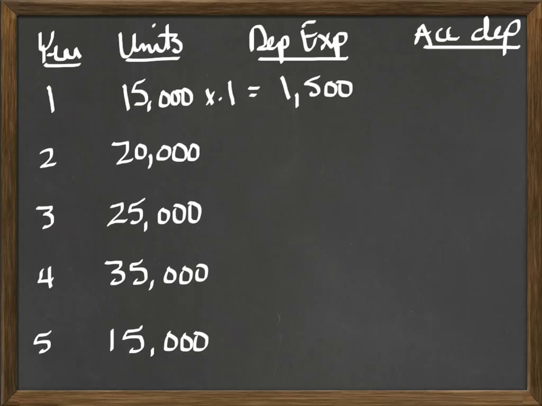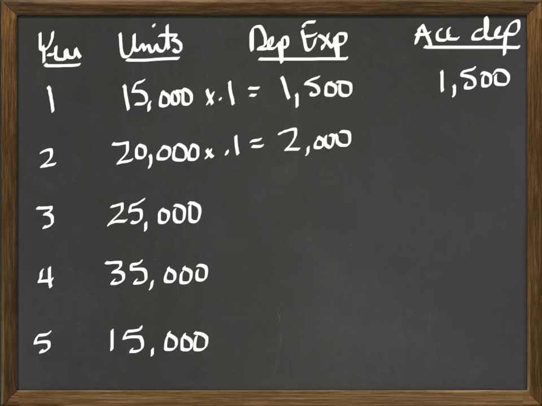Again, we said accumulated depreciation is the sum of all years' expenses. So if we had zero expense to start with, we add $1,500 to it. Our accumulated depreciation at the moment is $1,500. So let's look at year two. What do we need to do for year two? Absolutely, we'd simply take the 20,000 units produced and multiply it by the 10%, 0.1, 10 cents per unit.